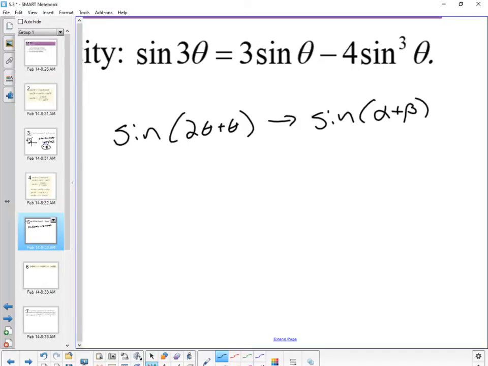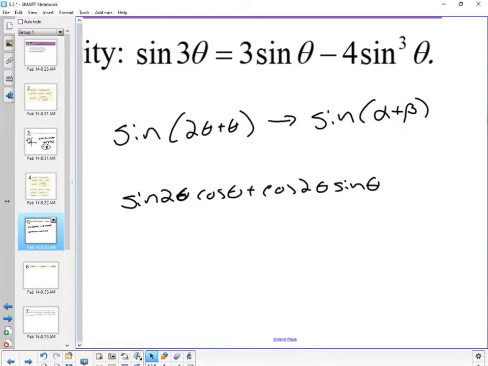So now I can do that. I got sine 2 theta cosine theta, plus cosine 2 theta sine theta. Now I also have double angles here that I can use, correct? What's my formula? Sine 2 theta is 2 sine theta cosine theta.